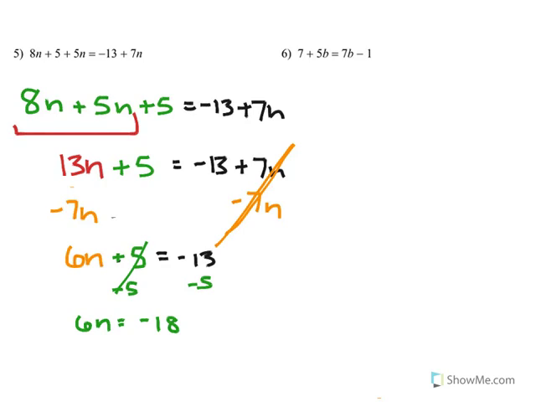Going to undo that multiplication that's happening there, so I'm going to divide each side by 6. Those 6's cancel out, leaving me with n equals a negative 18 divided by 6 is equal to a negative 3. Now again, most of that is not even very new. We have seen stuff like that before.